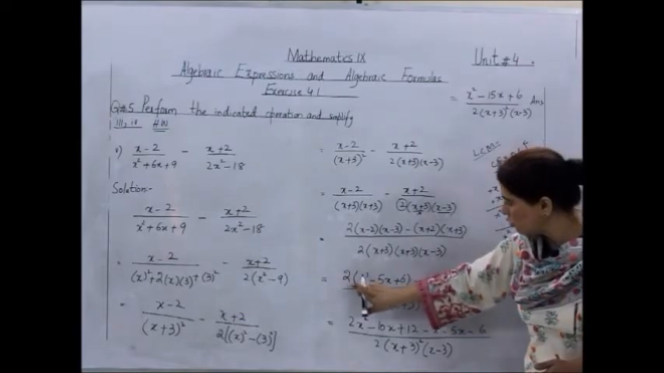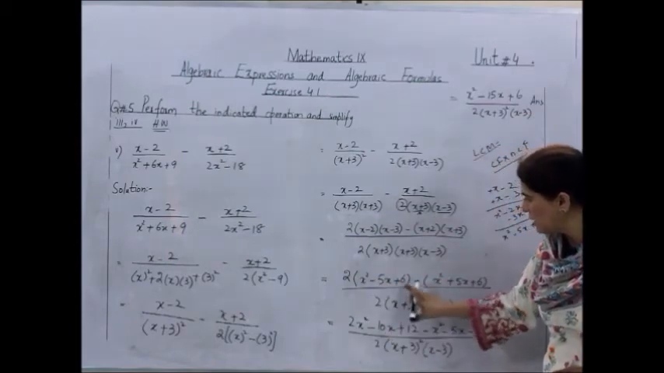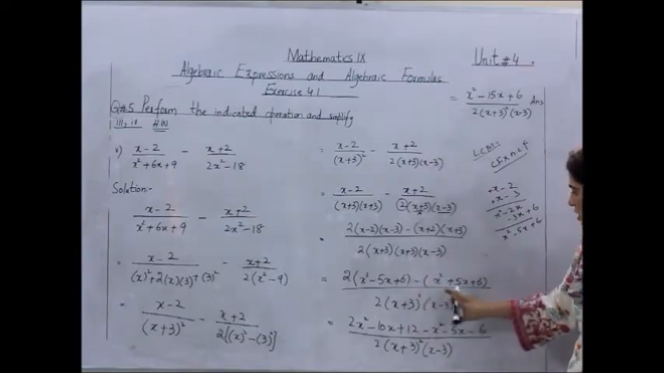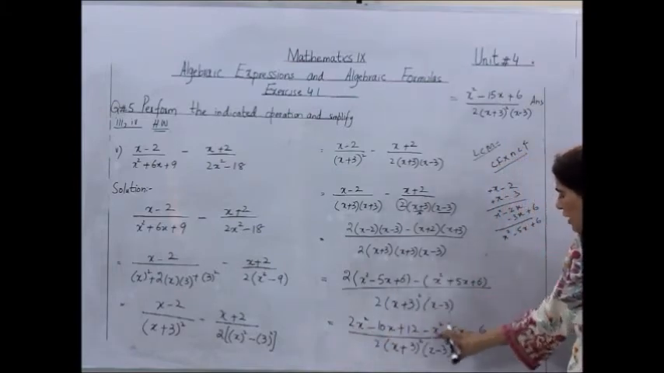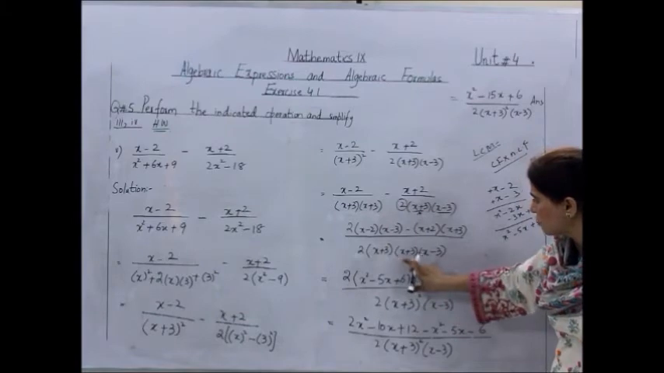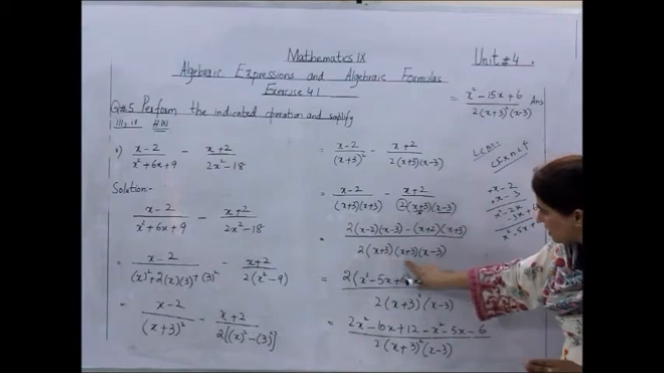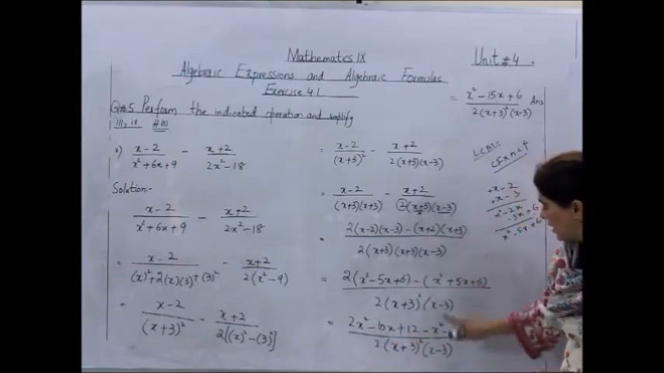Now multiply this 2 with this expression: 2x square minus 5 twos are 10x, 6 twos are 12, minus (x square plus 5x plus 6). As minus is there, this plus will become minus and also this plus will become minus. So 2x square minus 10x plus 12 minus x square minus 5x minus 6. And see, x plus 3 we have to make in a form: bases are same, exponents will be added, so x plus 3 whole square, and this x minus 3.